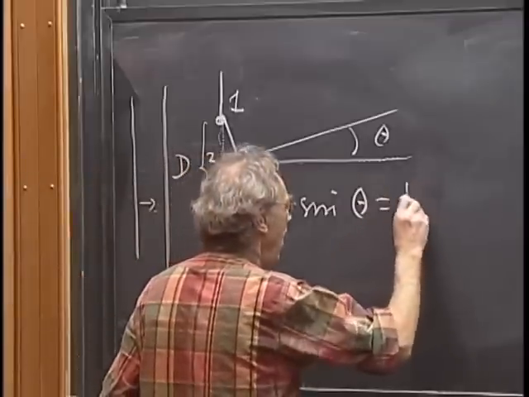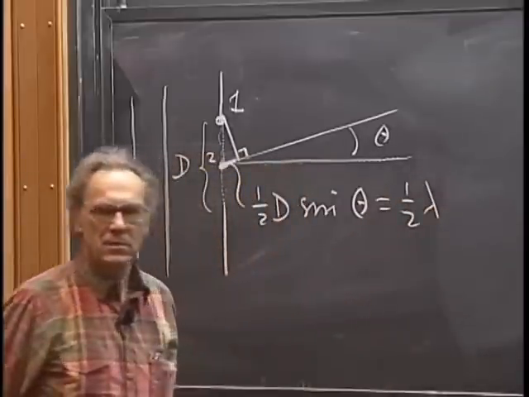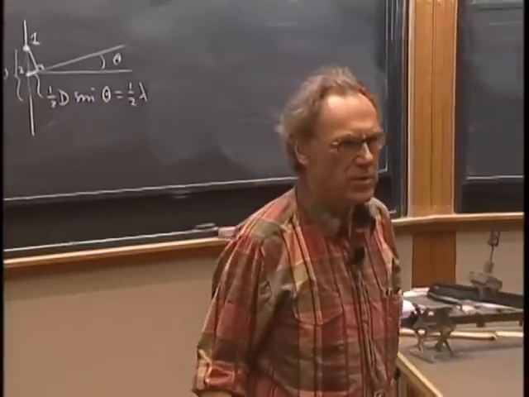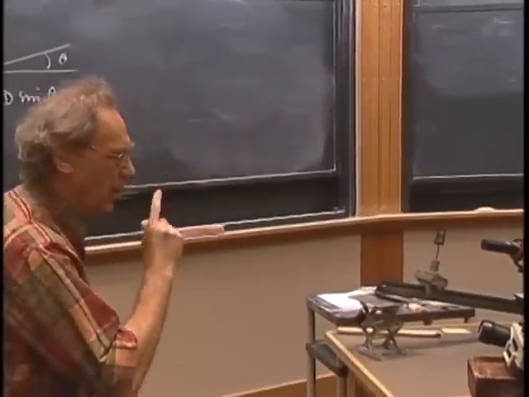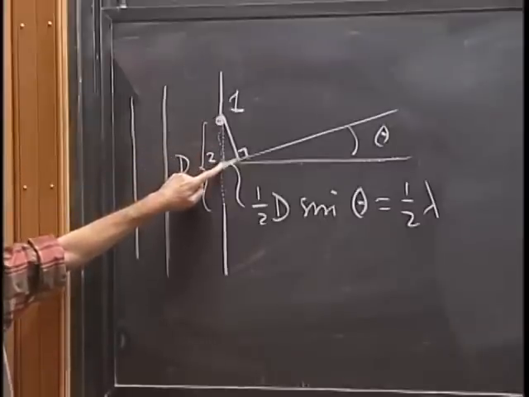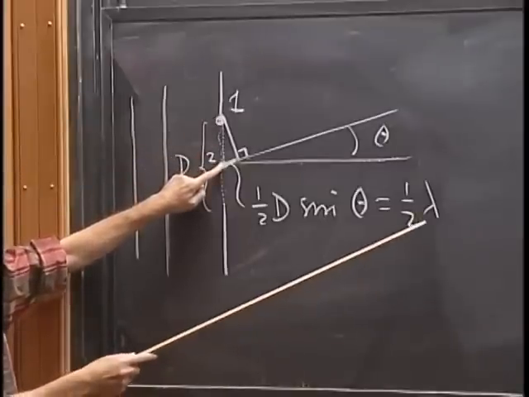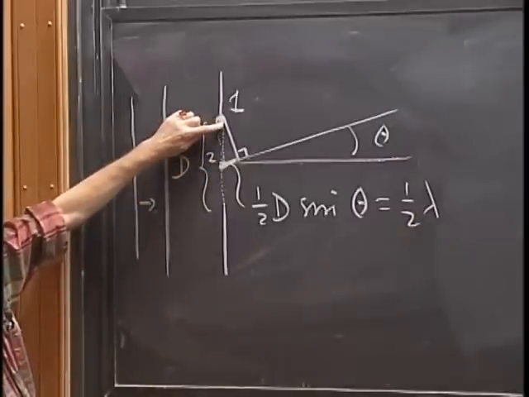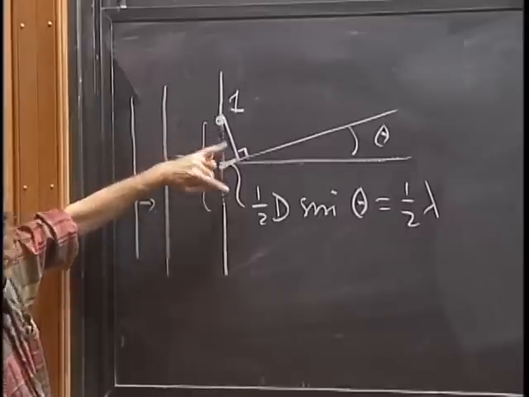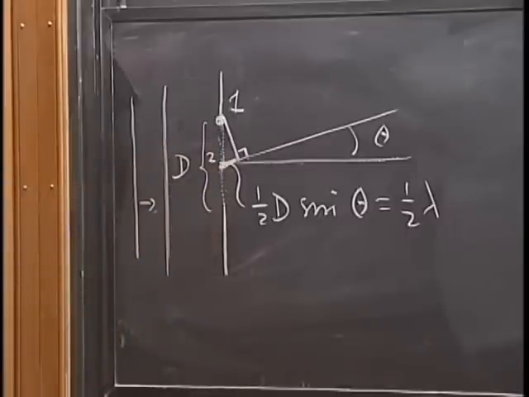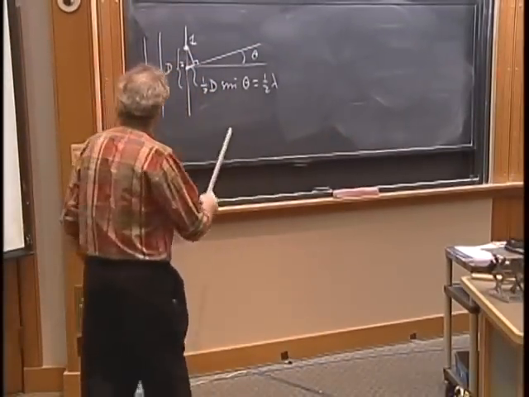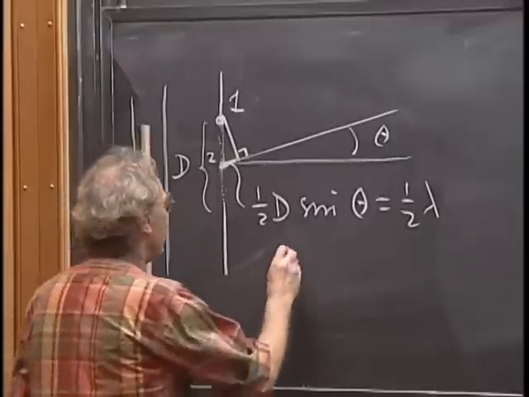If I make that 1/2 lambda, I claim that in that direction there will be darkness. Why will there be darkness? Because if source number one can kill number two because they are 180 degrees out of phase, then the source just below one can kill this one below two, and the one below there can kill this one. So I can always identify two pairs which kill each other. That means darkness. So this must be a criterion for destructive interference.